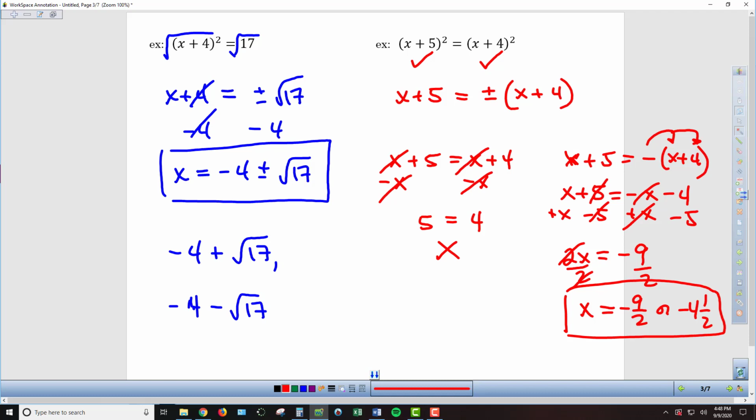Never a bad idea to go back and check our work on some of these problems where we have to take the square root of both sides if it's a little bit strange like this one was.